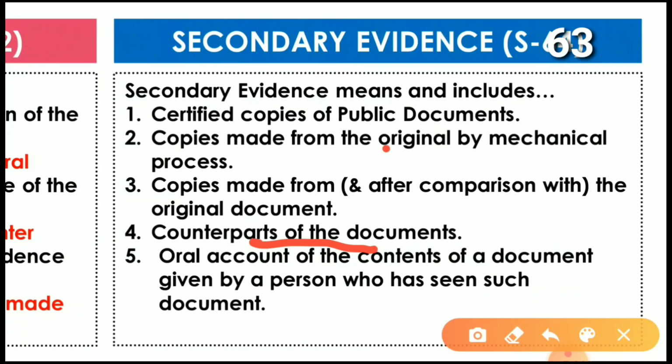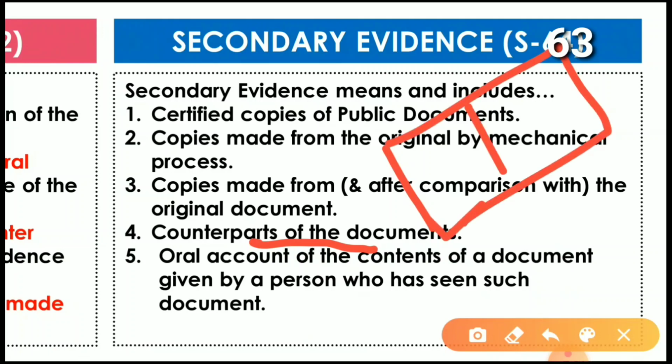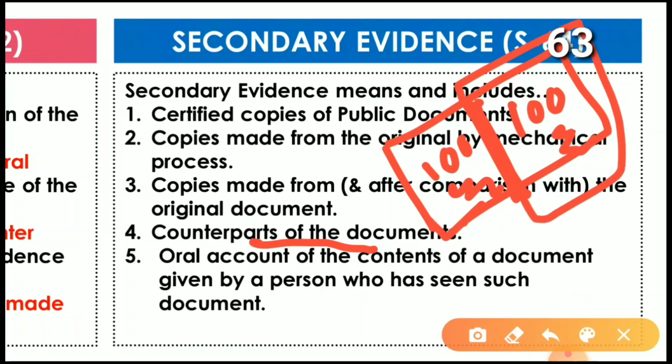For instance, if you pay any subscription, the book comprises two parts. One copy is generally kept by the person who received our subscription, and another copy is generally given to us, that is, the person who paid the subscription amount. This part is a secondary evidence. The duplicate subscription receipt is a secondary evidence. The duplicate challan is a secondary evidence.